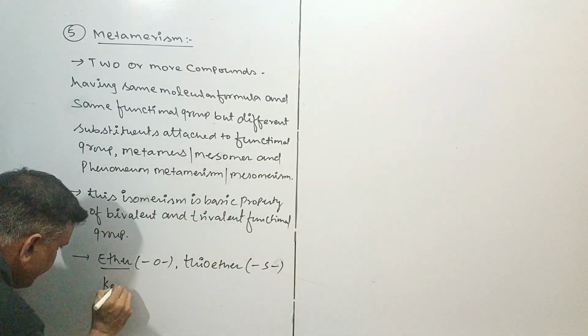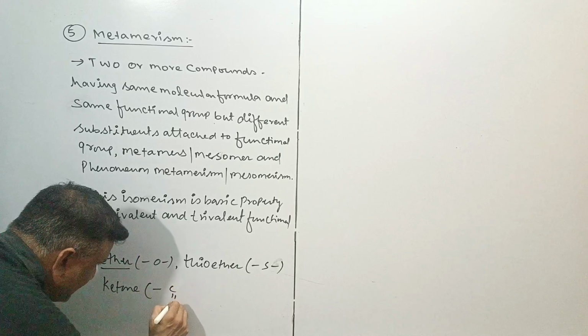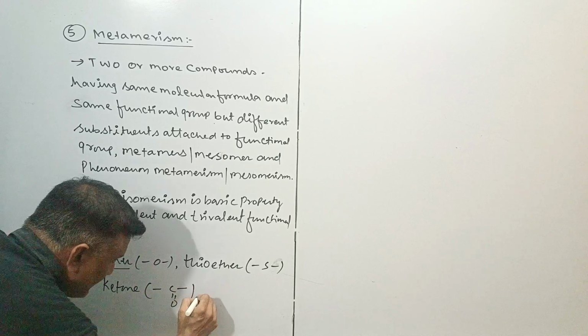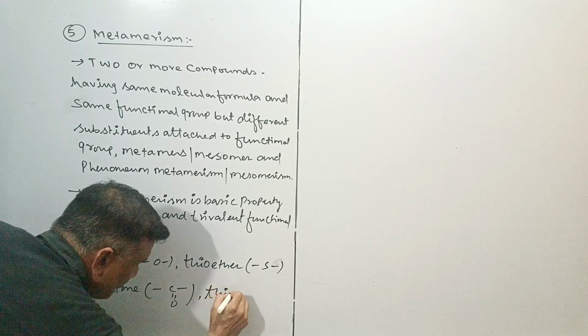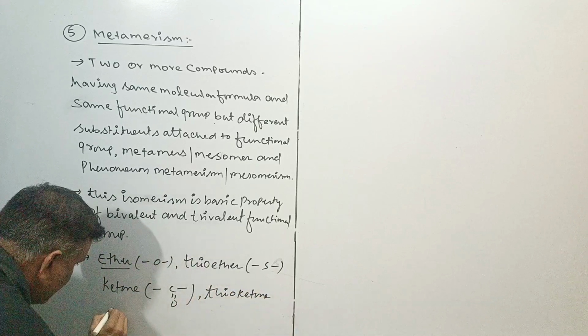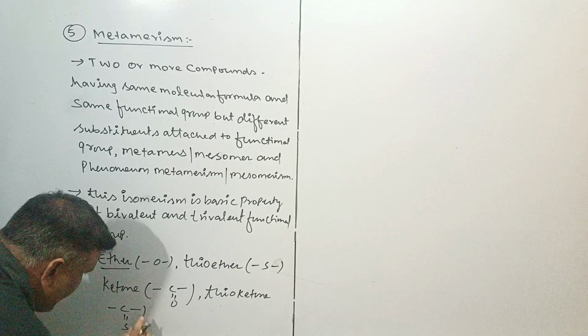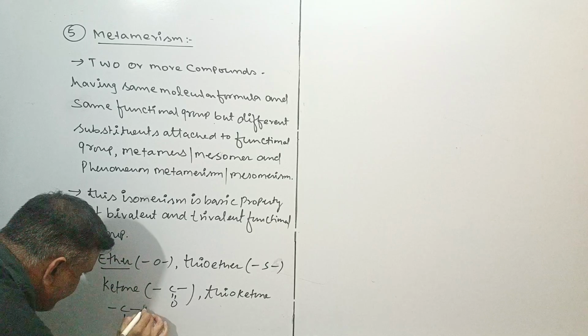Ketone, as a again two valency like this. Thioketone, thioketone as a C double bond S, as you can say.